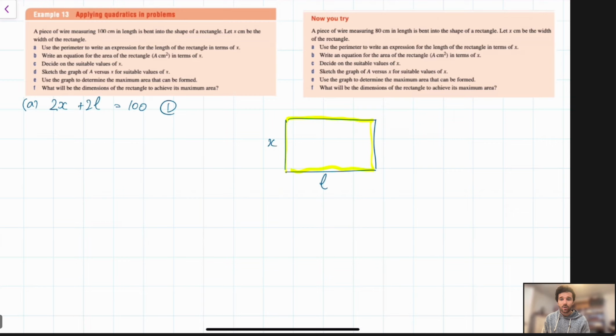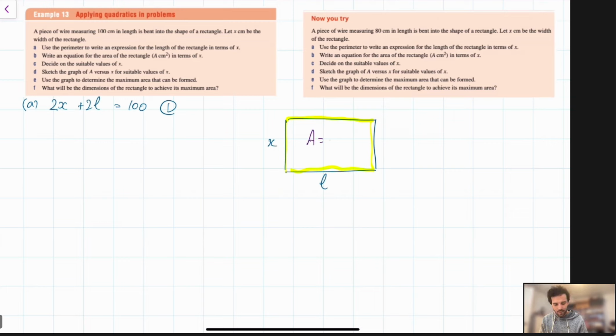Next, write an equation for the area of the rectangle. Now, we can see that this is going to be at the moment x times L. So width times the length. So let's write that in. Area is equal to x times by L, or you can just write XL, and that's our equation 2.